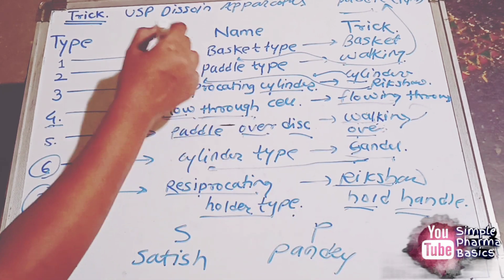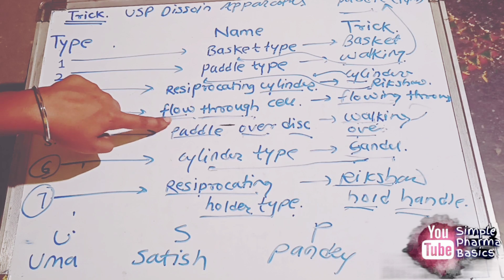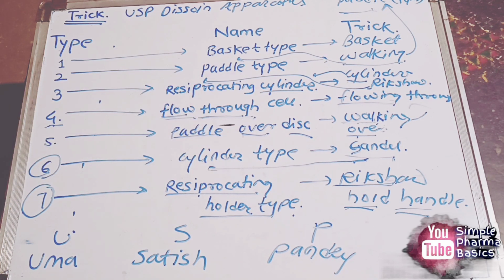By this you can remember all the 7 types of USP dissolution apparatus. In the GPAT the question can be asked like which is the type for flow through cell. So you will remember flow through cell. Then any question can be asked like which type of apparatus is the basket type. So you can remember it is type 1. By this method you can remember all the 7 types of dissolution apparatus.